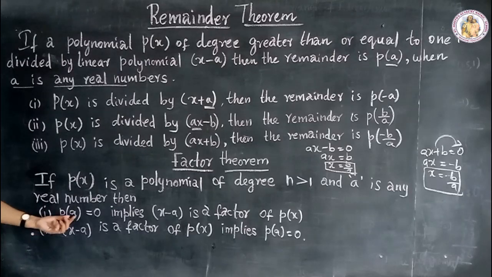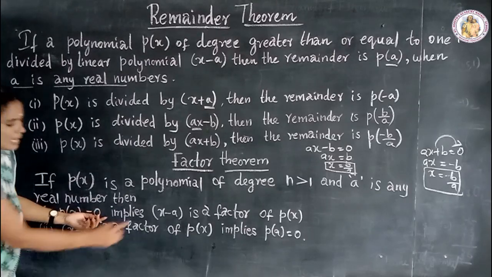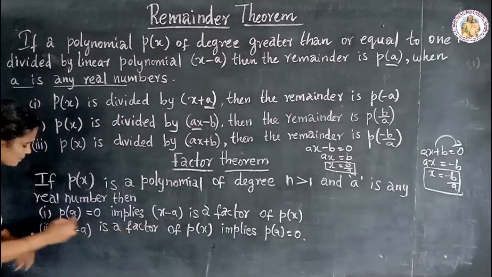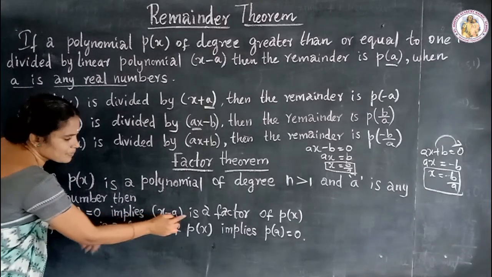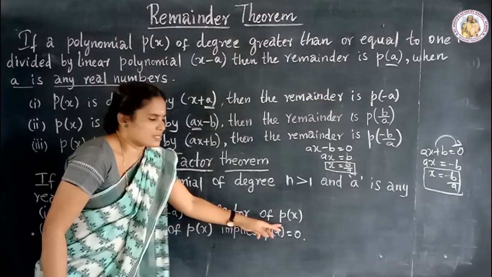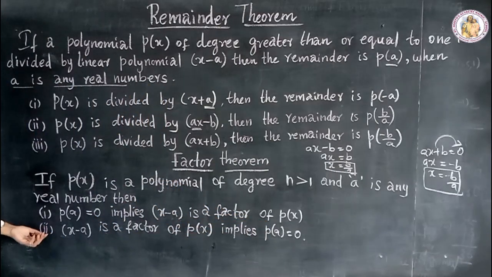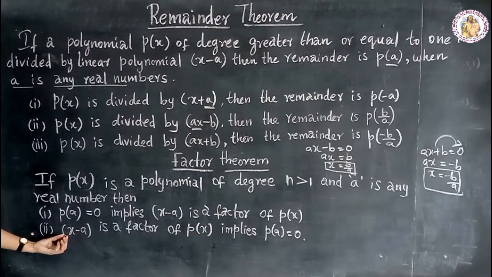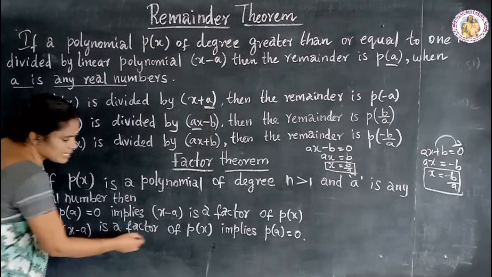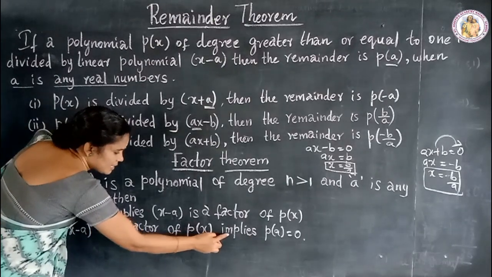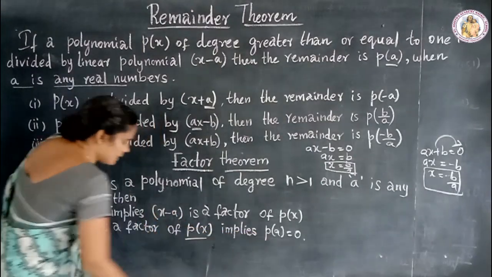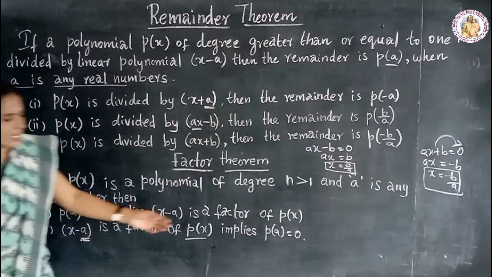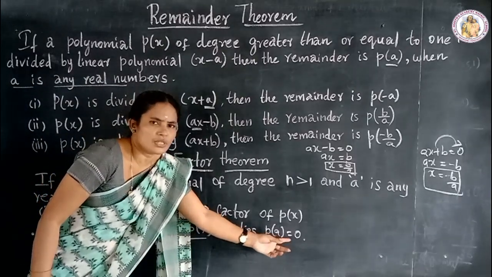One, p(a) is equal to 0 implies that x minus a is a factor of p(x). And second, if x minus a is a factor of p(x), it implies that p(a) is equal to 0. When it is x plus a, it goes as p(-a) is equal to 0.